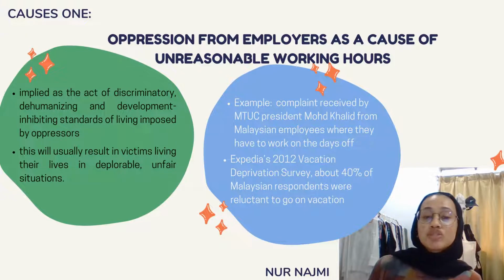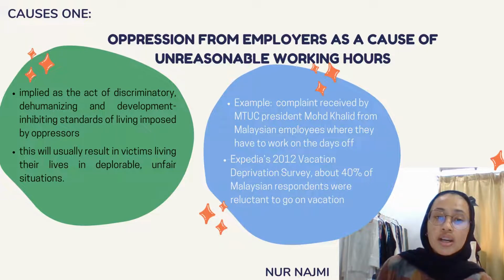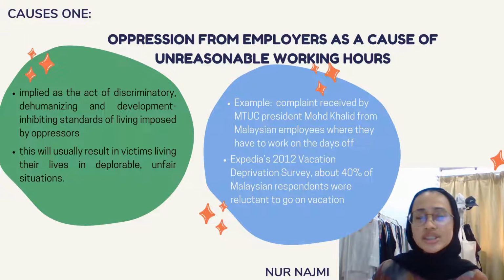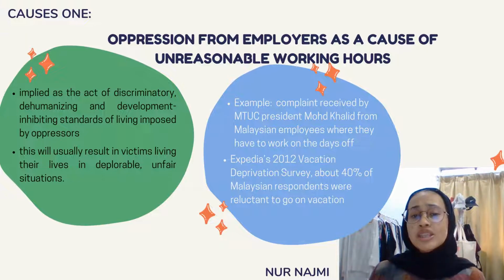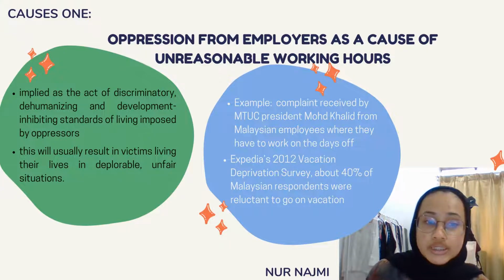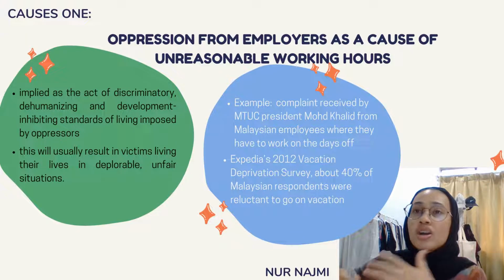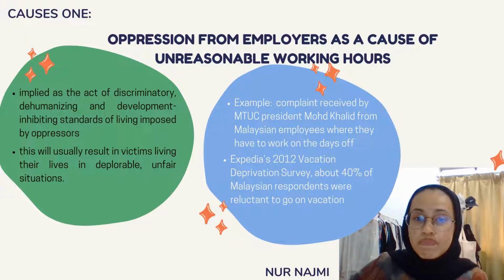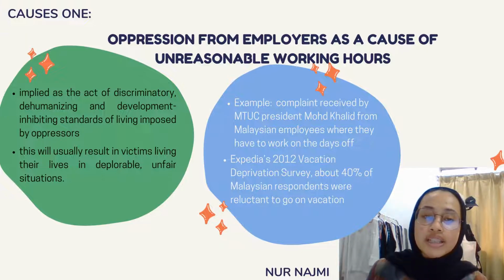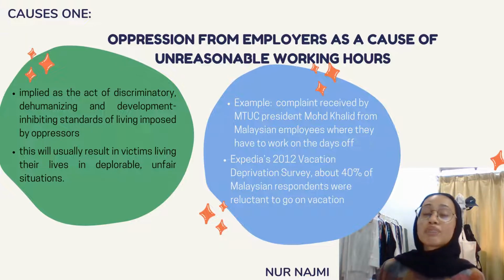To prove that income inequality is based on the oppression by the employers, it is highlighted that perceived job security is one of the main reasons that influence unreasonable hours of work of employees. In Malaysia, the MTUC president received a complaint from employees who claim that their bosses or supervisors threaten to fire them if they refuse to work on their days off. It means that they have to overwork, or they have to work overtime. And also, a vacation deprivation survey found that about 40% of Malaysian workers were reluctant to go on vacation, fearing their bosses might be upset.